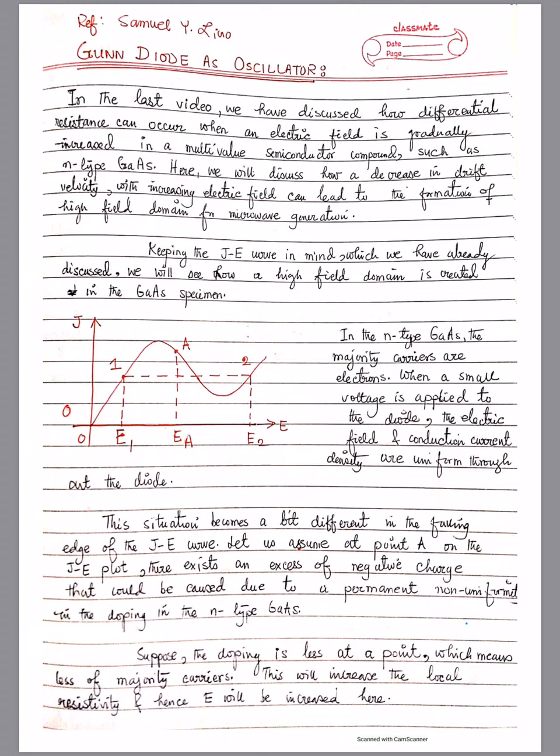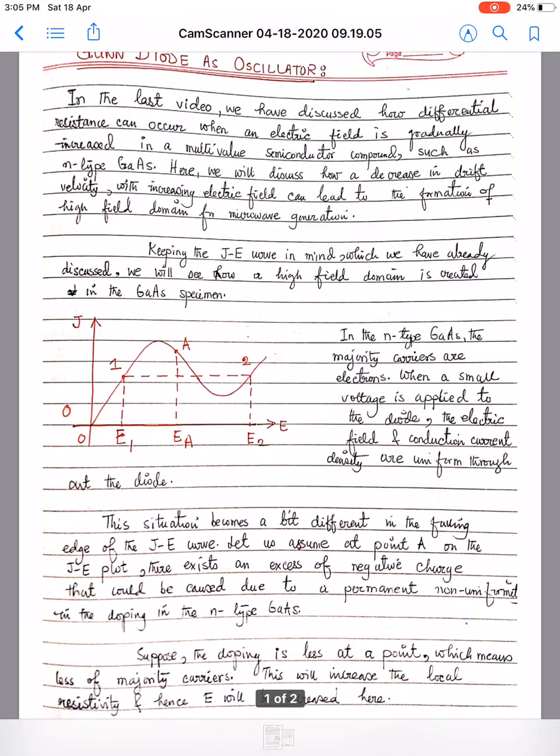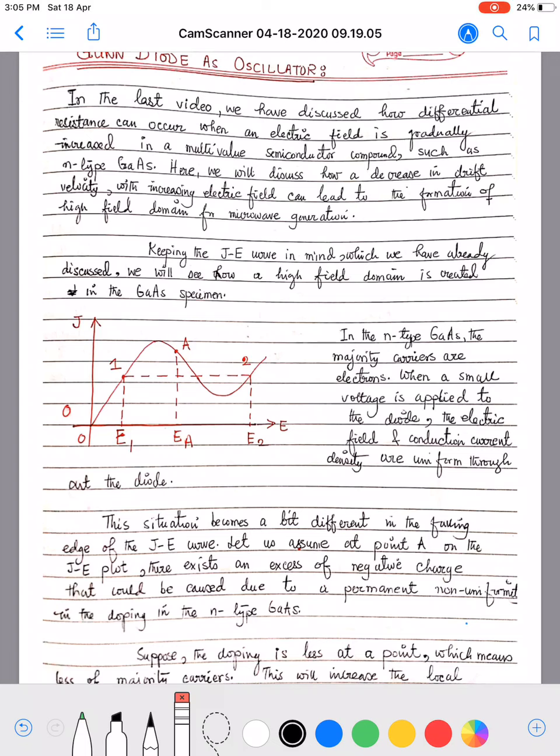Here we'll discuss how a decrease in drift velocity with increasing electric field can lead to the formation of a high field domain for microwave generation. So see, the decrease in drift velocity with increasing electric field. This is the region that we are talking about. Decrease in drift velocity, and with increase in electric field.